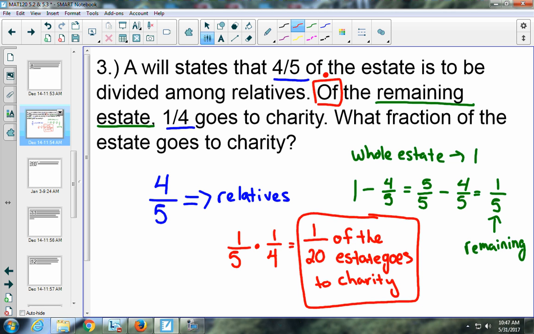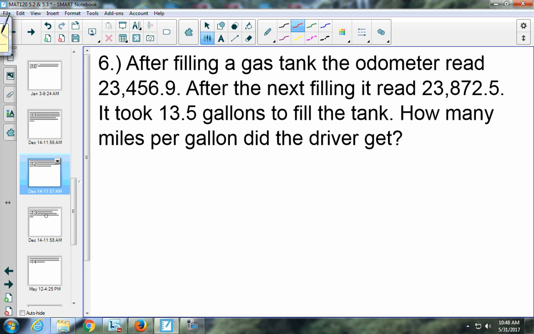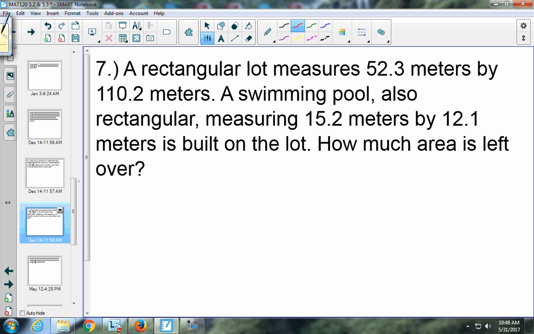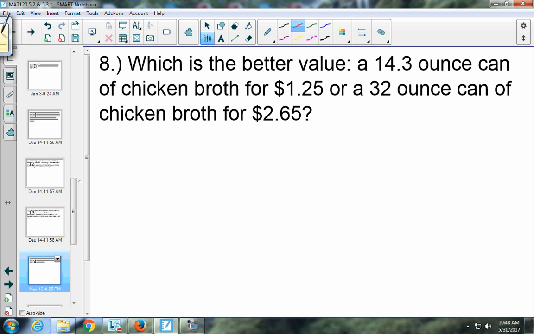So we're going to skip ahead to example 7. I apologize. Example 8.